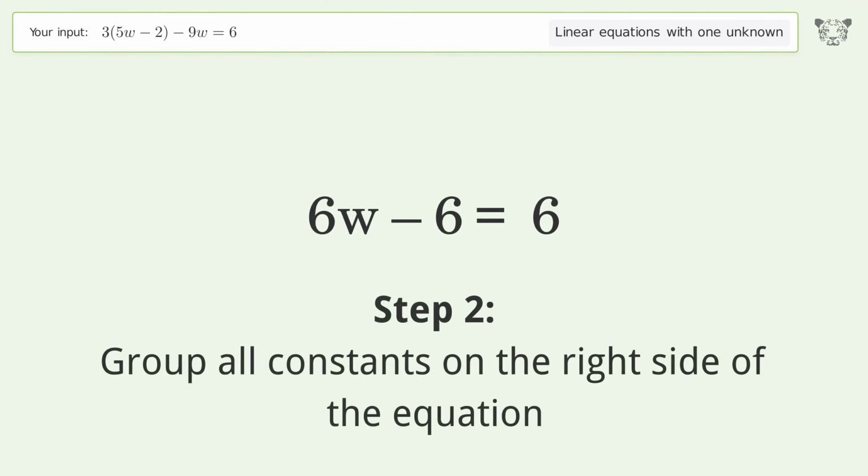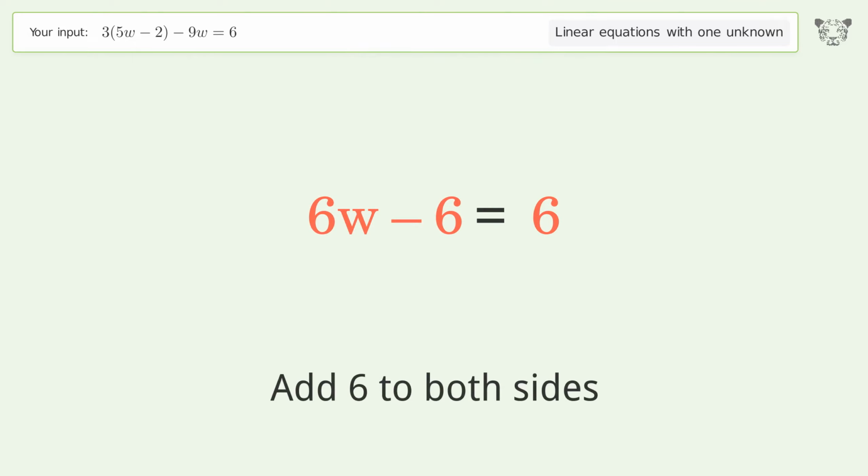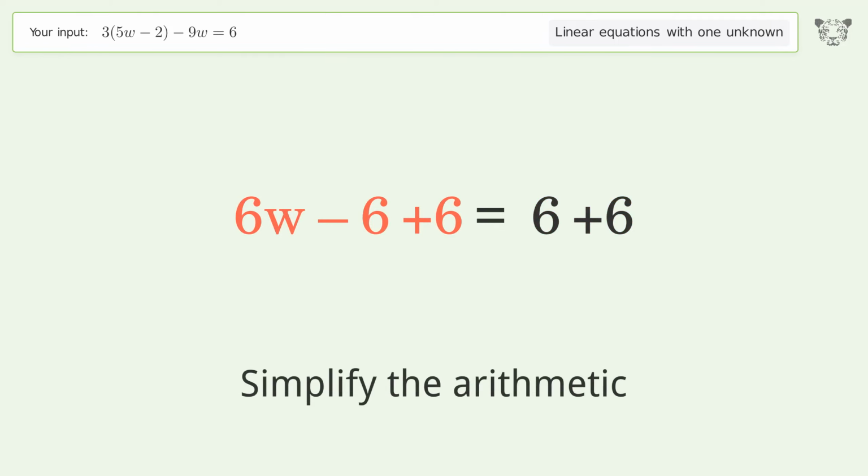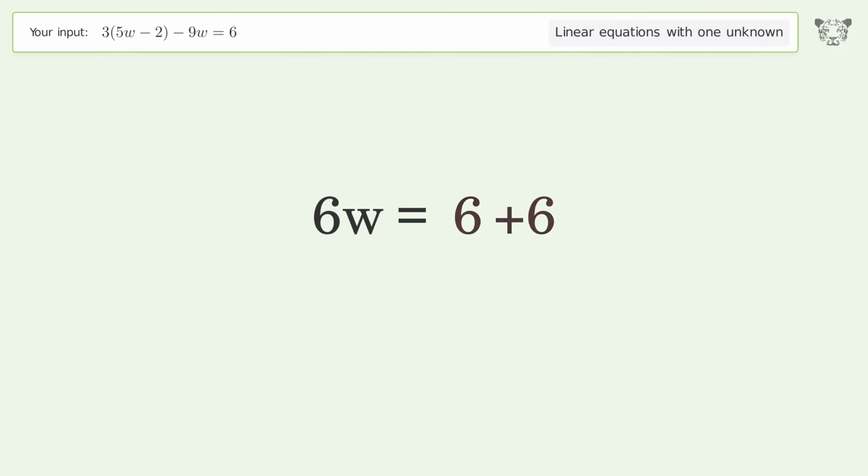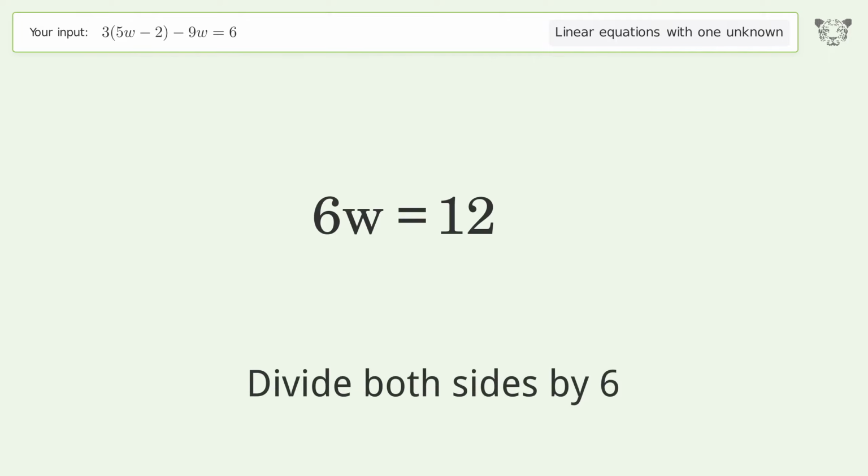Group all constants on the right side of the equation. Add 6 to both sides. Simplify the arithmetic. Isolate the w. Divide both sides by 6.